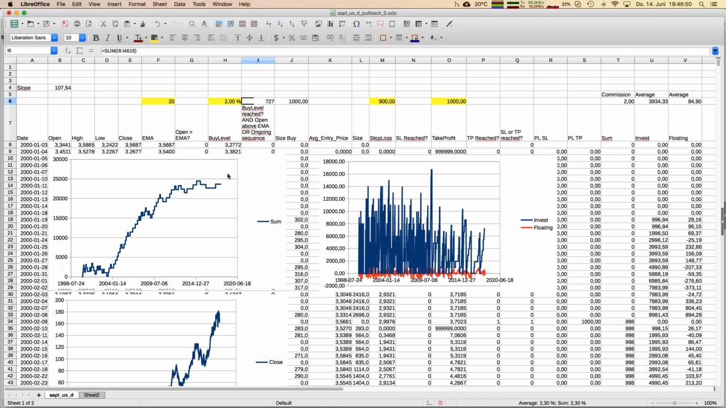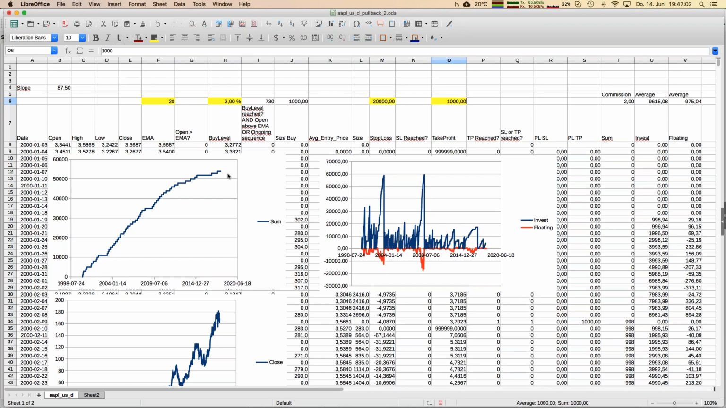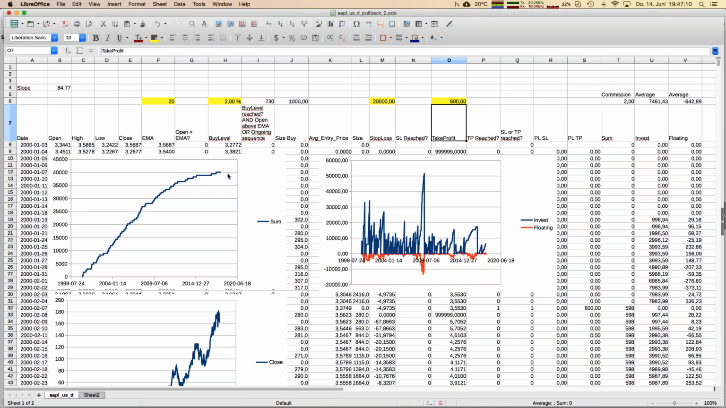Let me go for buy level of 2, and I go for a quite strange stop loss value. Let me go for a little bit bigger money, 20,000, and going down with a take profit to 600. Wow, what a nice equity. So it's really looking quite well. And what's behind it? In this case, there has been one moment, and that was during the financial crisis. We have had a trade finally ending up with an invested money of 50,000. And we need that stop loss level here of 20,000 in order to survive the trade, specifically at the financial crisis. But on the other hand, the equity looks really well.